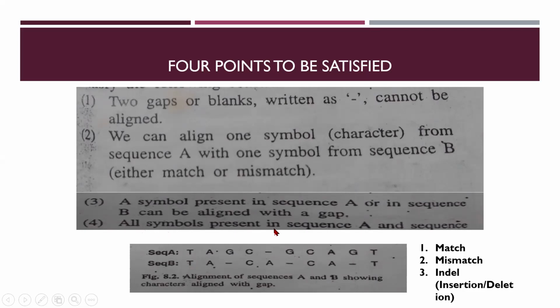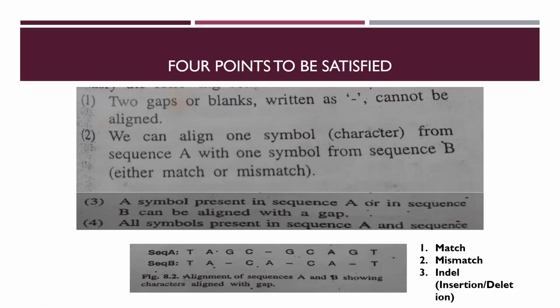All symbols present in sequence A, here the complete point is not there. I'll explain what it is. All the characters present in one sequence, and all the characters present in the other sequence, they all need to be present. You cannot delete them, or you cannot add any extra characters.